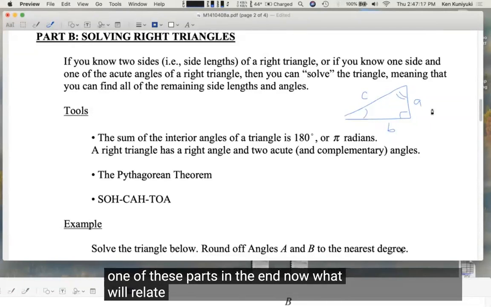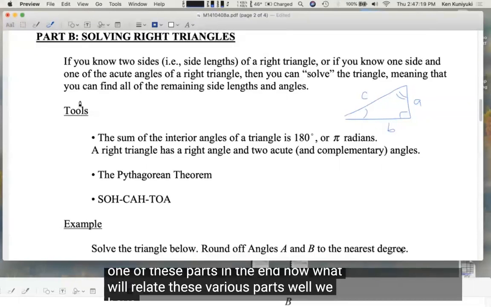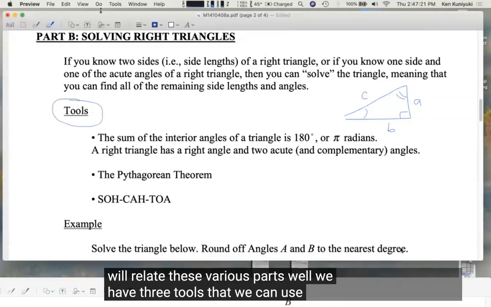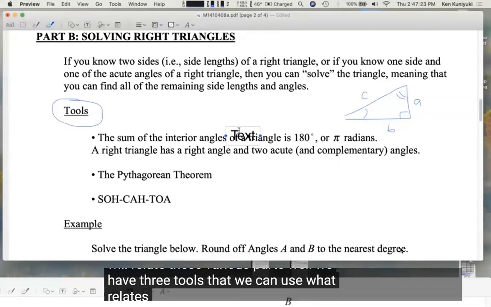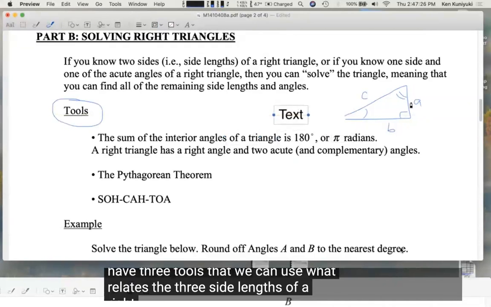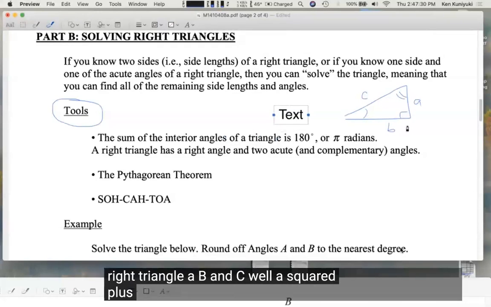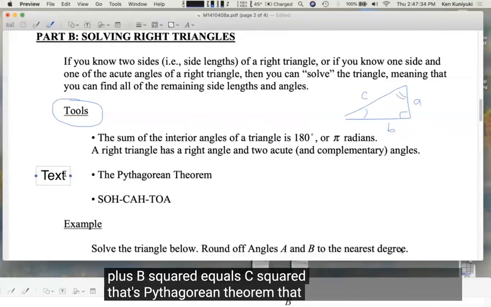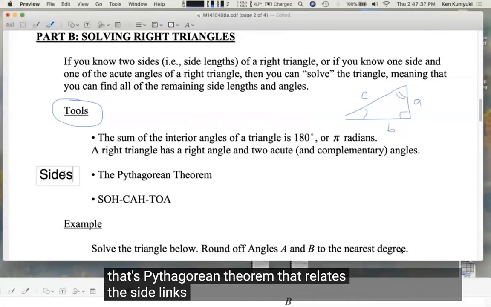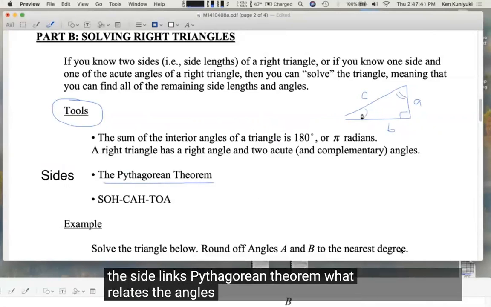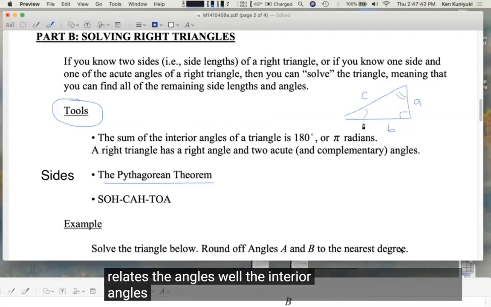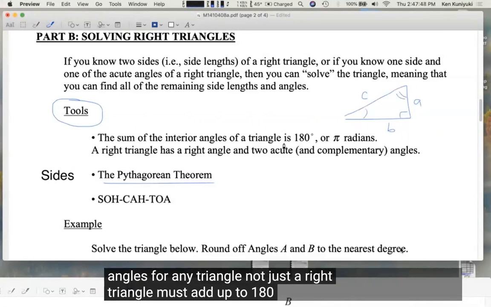Now, what will relate these various parts? Well, we have 3 tools that we can use. What relates the 3 side lengths of a right triangle, A, B, and C? Well, a squared plus b squared equals c squared. That's Pythagorean Theorem. That relates the side lengths. What relates the angles? Well, the interior angles for any triangle, not just a right triangle, must add up to 180 degrees.